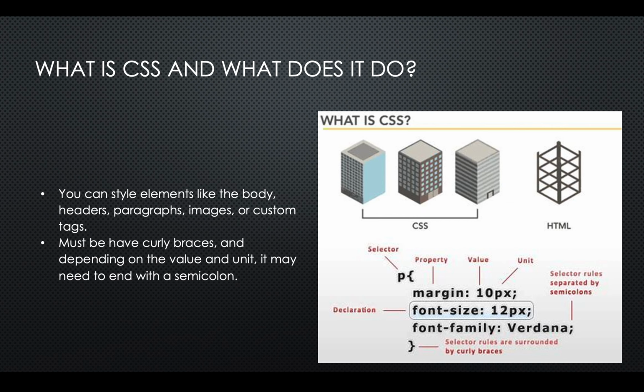You must have curly brackets depending on the value and unit, and it may need to end with a semicolon. So here where we have margin, we have 10 pixels, which is our value, and our unit, which is the pixels. You see that we are closing it with a semicolon. This is so that the information we're giving to our CSS is able to show up. If you don't put a semicolon in here, basically what you're editing will not show up on your web page when you're doing your CSS. So you want to make sure you have those semicolons as well as an opening and closing bracket.